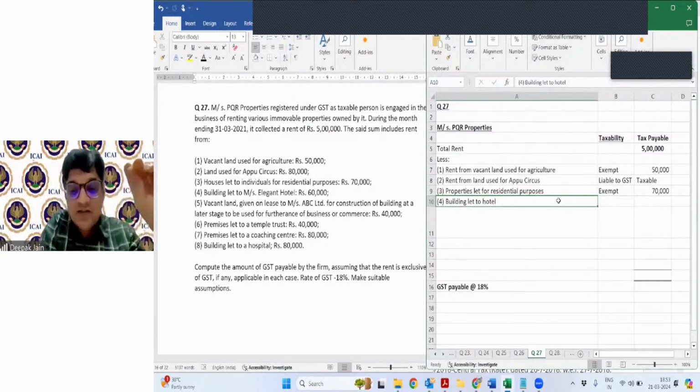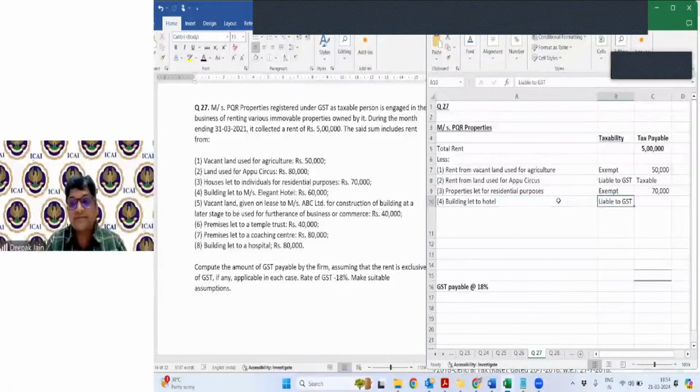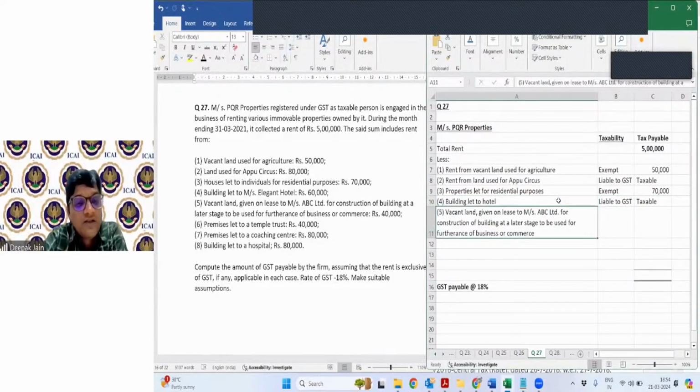Fourth one, yes, commercial purpose, taxable. You're right. Fifth one, vacant land given on lease to Messrs. ABC Limited for construction of a building at a later stage to be used for furtherance of business or commerce. So I am using this vacant land for construction of a building which I will use for my business.